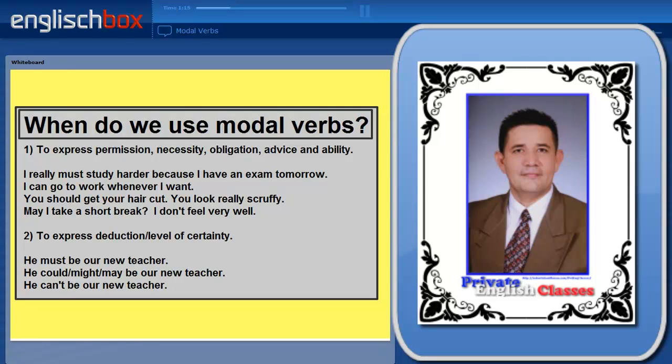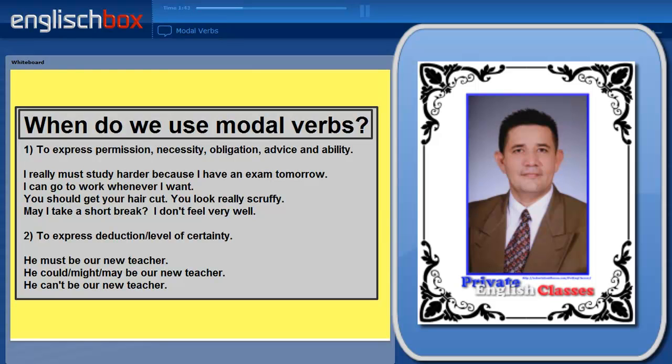I can go to work whenever I want. Here the modal verb can expresses permission or perhaps ability. You should get your hair cut. You look really scruffy. Here the modal verb should expresses advice. May I take a short break? I don't feel very well. Here the modal verb may expresses permission.